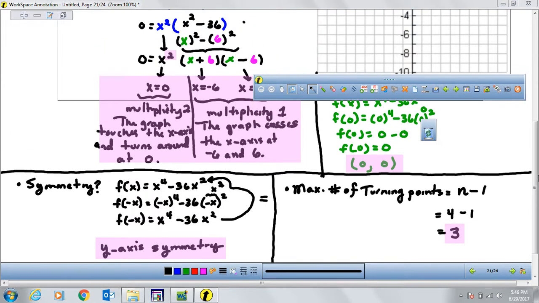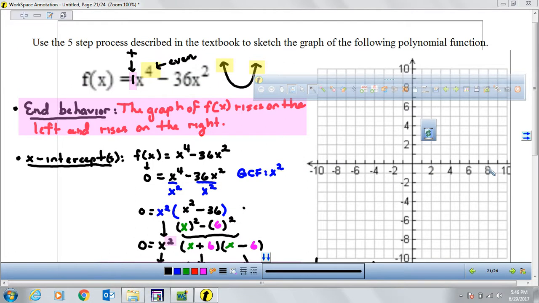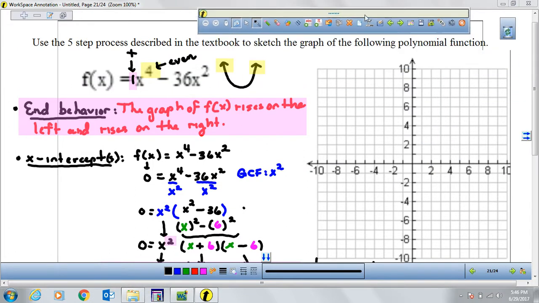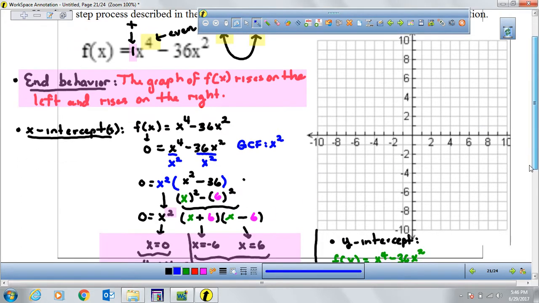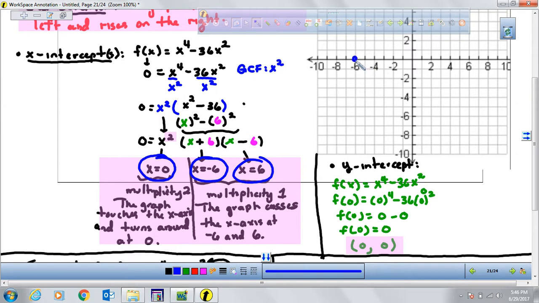So now we're going to put all this information together to sketch the graph of this polynomial. So let's go here and put it all together. We got that the x-intercepts of this function are 0, negative 6, and positive 6. It's going to cross the x-axis at negative 6, touch the x-axis at 0, and cross the x-axis at 6. Touches at 0 and crosses at negative 6 and 6.